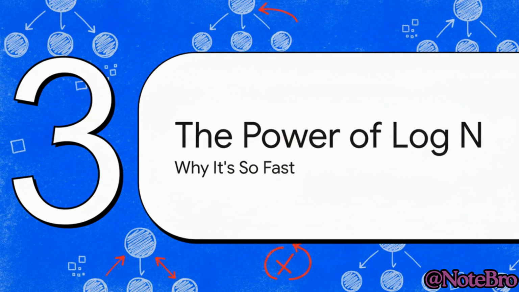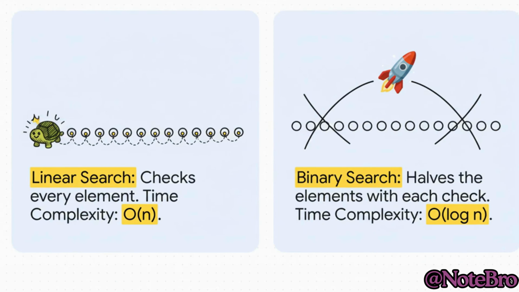And to do that, we need to talk about something in computer science called logarithmic time. Let's compare it to the simple, brute force way, linear search. That's where you just check every item one by one. We call it O of n because the time it takes grows in a straight line with n, the number of items. But binary search is O of log n. And that little log makes a world of difference. It means as the list gets gigantic, the number of steps barely even budges.